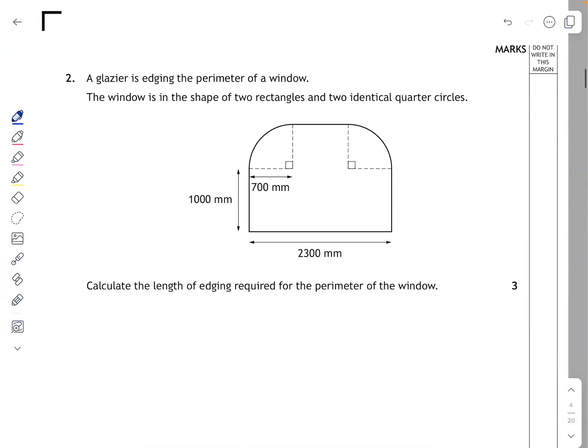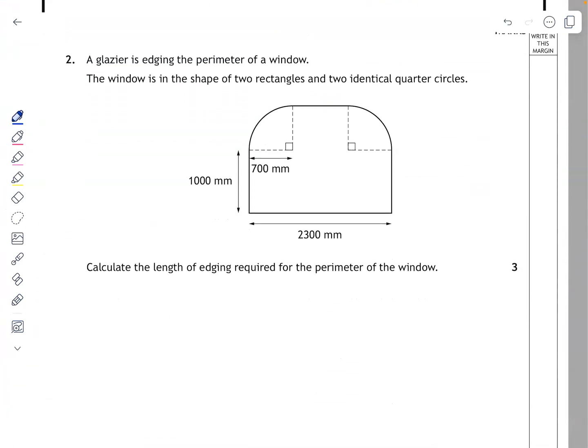Okay, so question 2. A glazer is edging the perimeter of a window. The window is in the shape of 2 rectangles and 2 identical quarter circles. So here we've got a rectangular section, we've got quarter circles, and we've also got this sort of rectangular section at the top as well. So calculate the length of edging required for the perimeter. So we need to do the whole way around here.